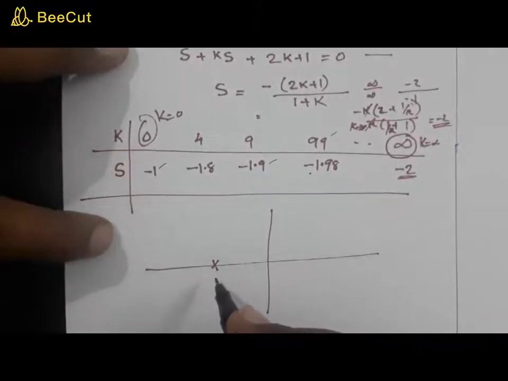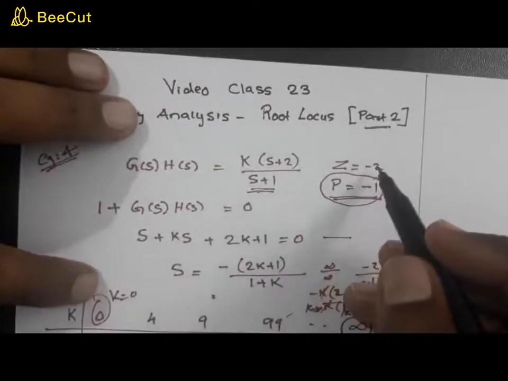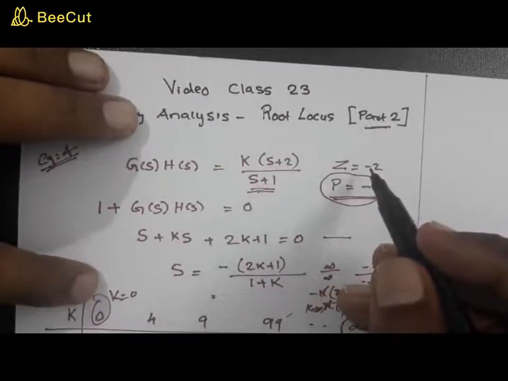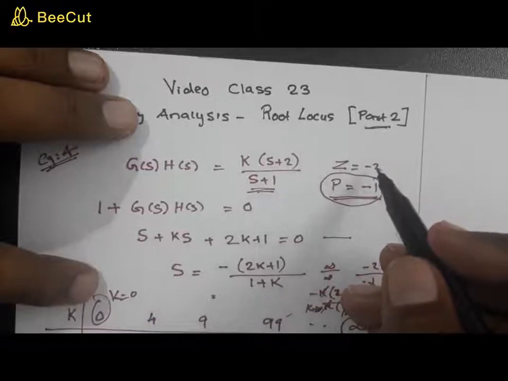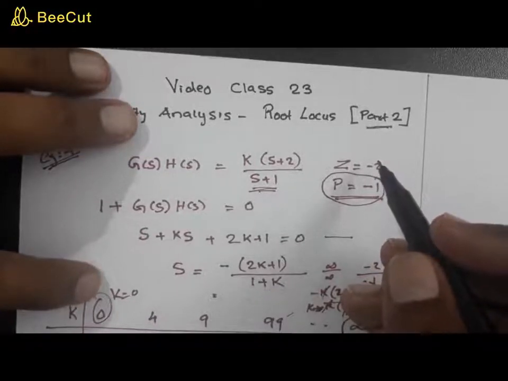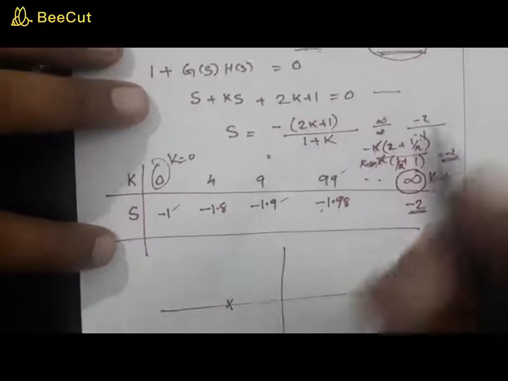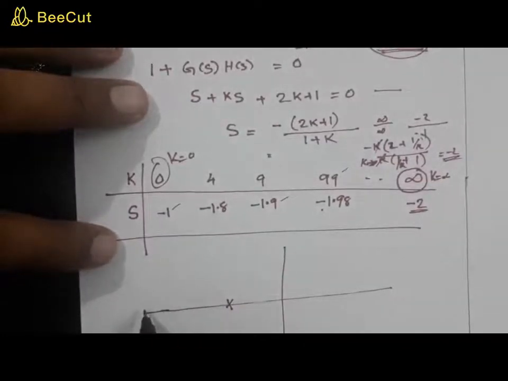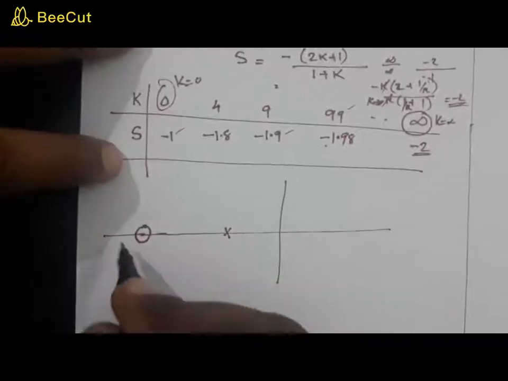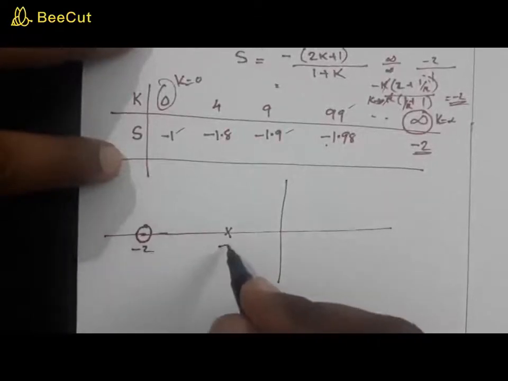Okay. And what you can see is at z is equal to minus 2, you have a 0. So you can just simply mark that as 0. So this is how we plot the pole-zero plot. This is at minus 2, this is at minus 1.